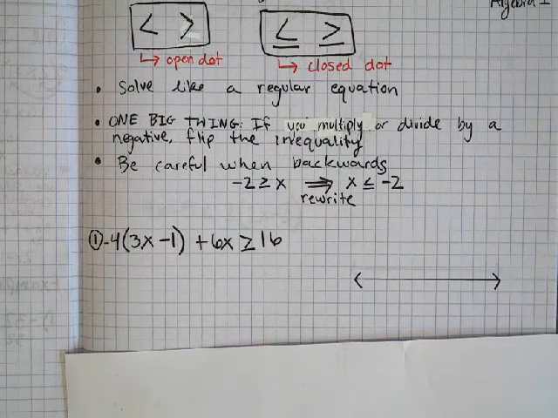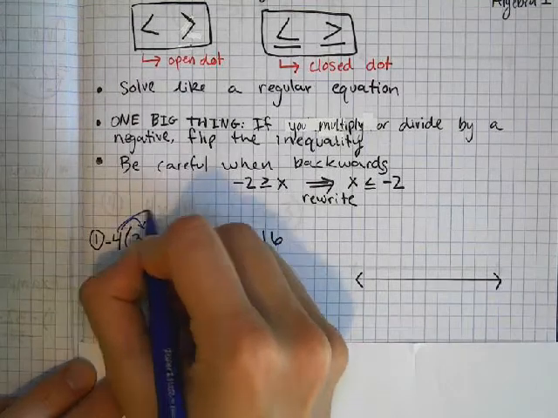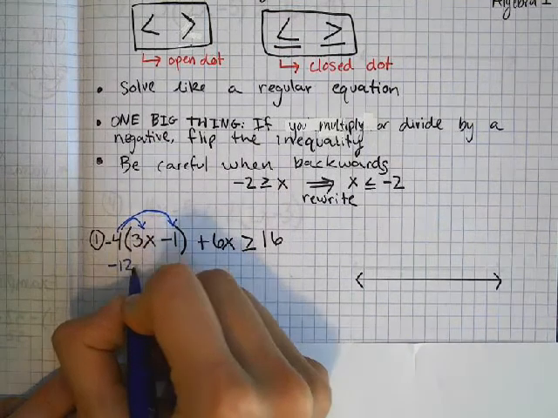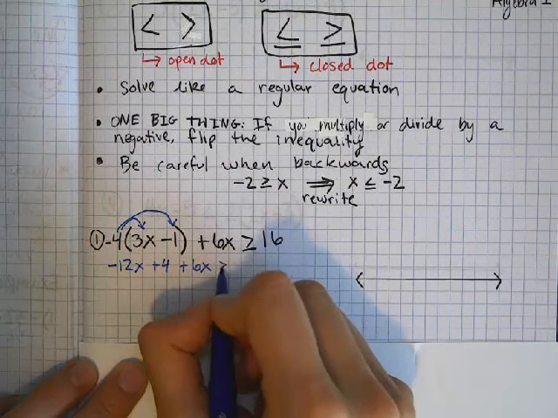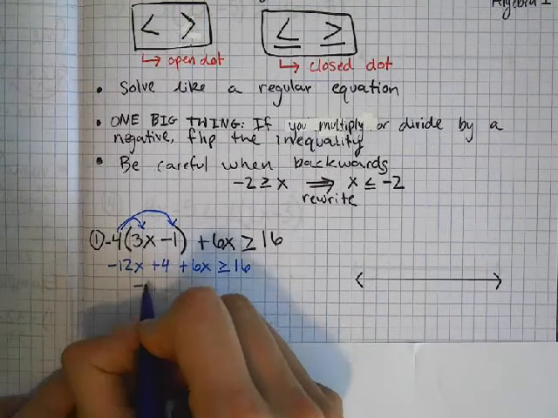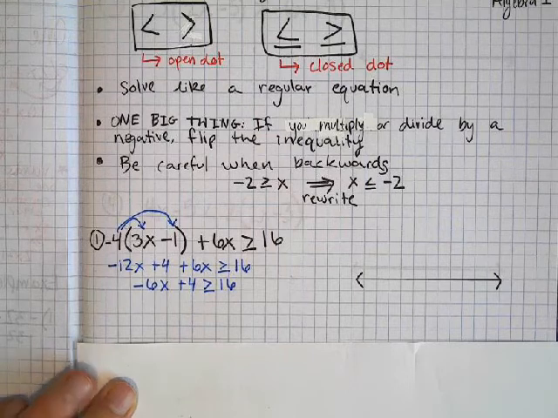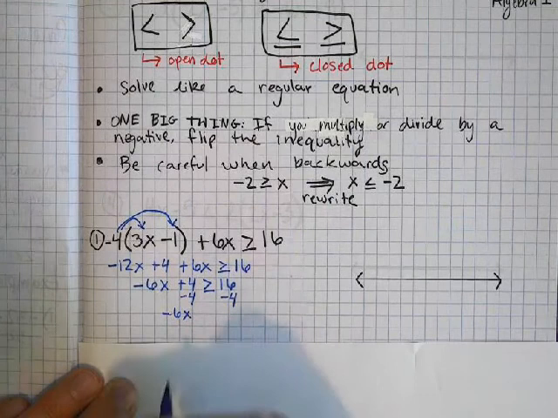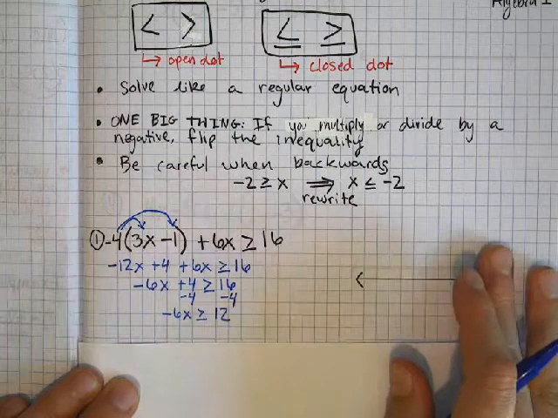All right, okay. So here, we're going to start. We've got these parentheses. We know what to do. Go ahead and distribute those. So I've got -12x plus 4 plus 6x is greater than or equal to 16. Now go ahead and combine like terms. So I'm going to have -6x plus 4 is greater than or equal to 16. We can subtract our 4 on both sides. And I've got -6x is greater than or equal to 12. All right, almost there.